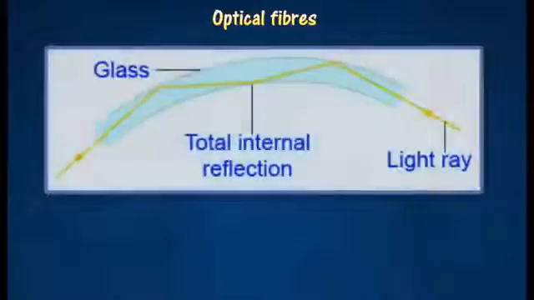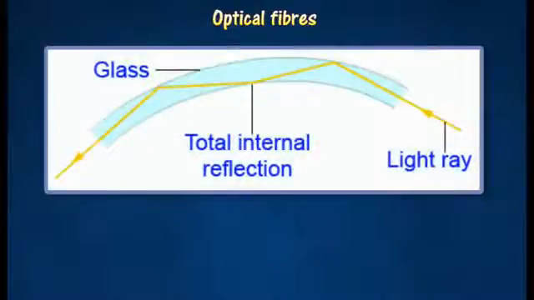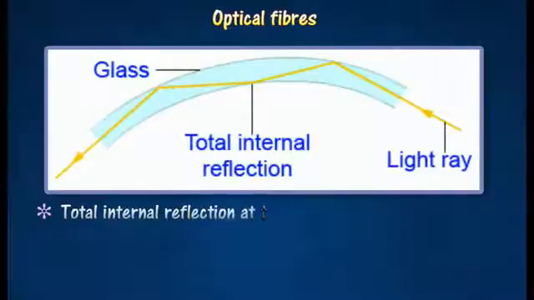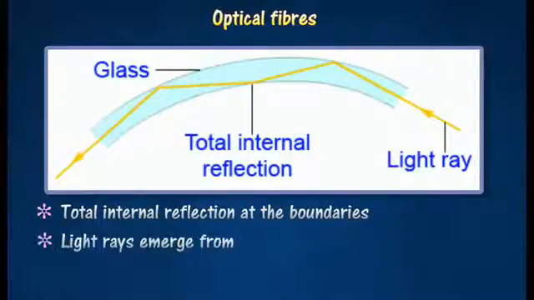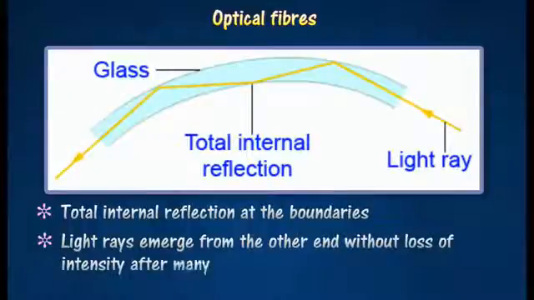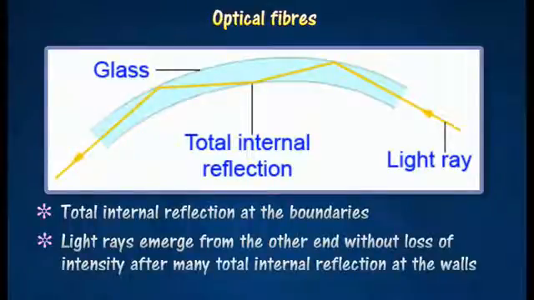Each single glass fiber is coated with a thin layer of another type of glass of lower refractive index. Light rays entering the interface between the two glass surfaces at angles of incidence greater than the critical angle undergo total internal reflection.